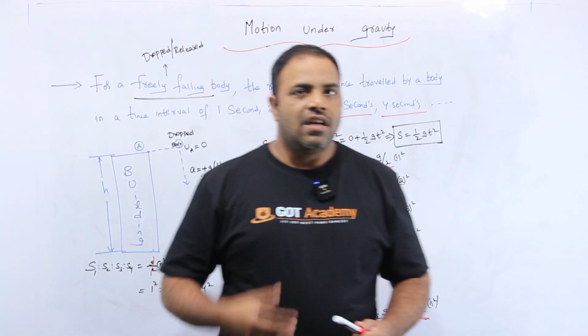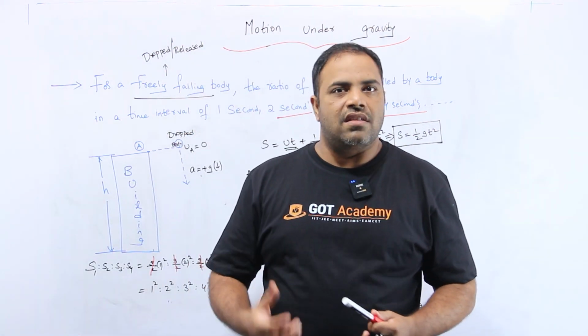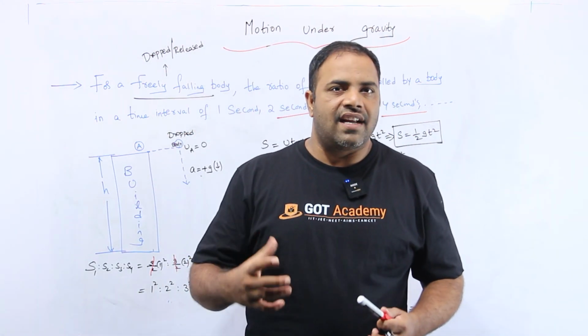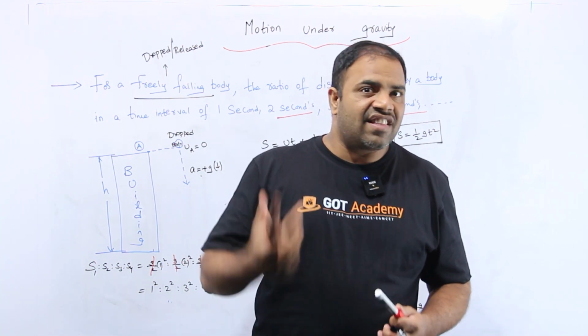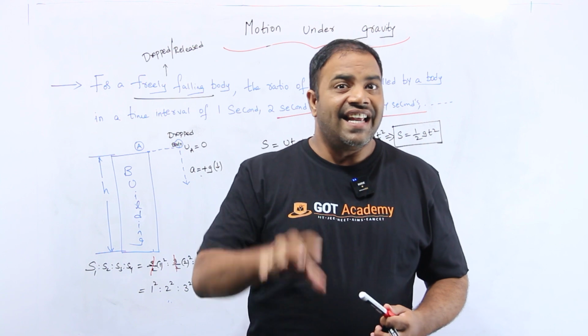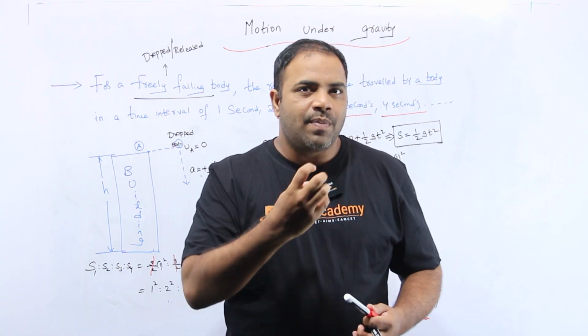If it is 2 seconds, you have to say 2 square. For 3 seconds, say it as 3 square. For 4 seconds, say it as 4 square. Like that you could say. For n seconds, not nth second. I am not saying nth. I am just saying n seconds. Find out the difference between what I am saying.